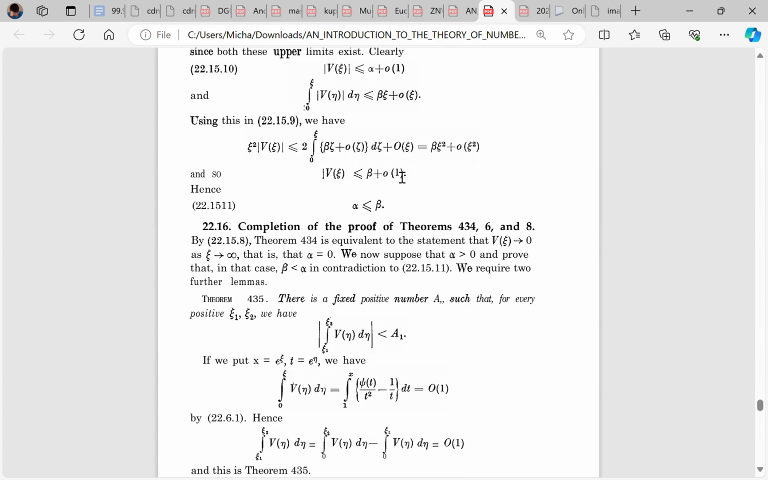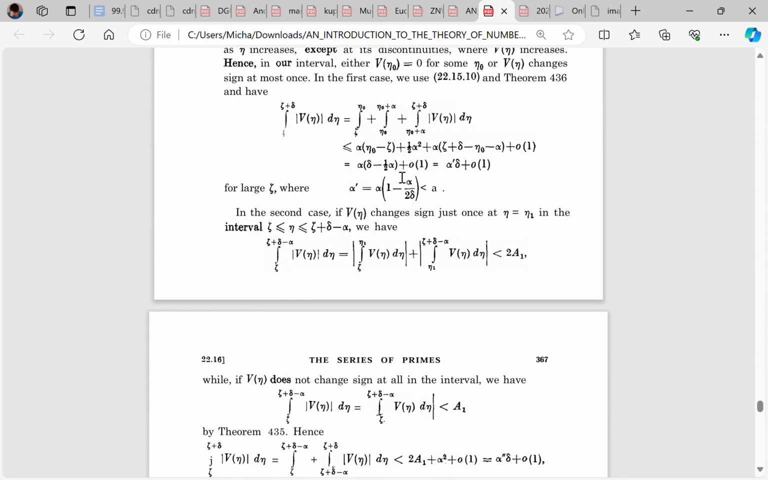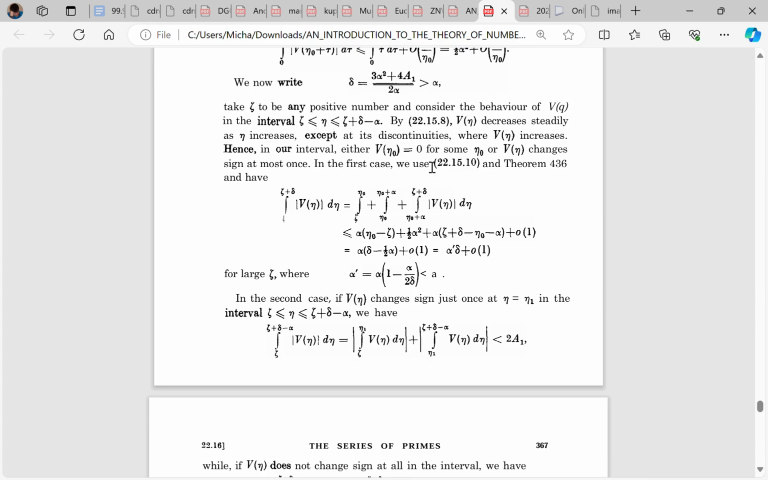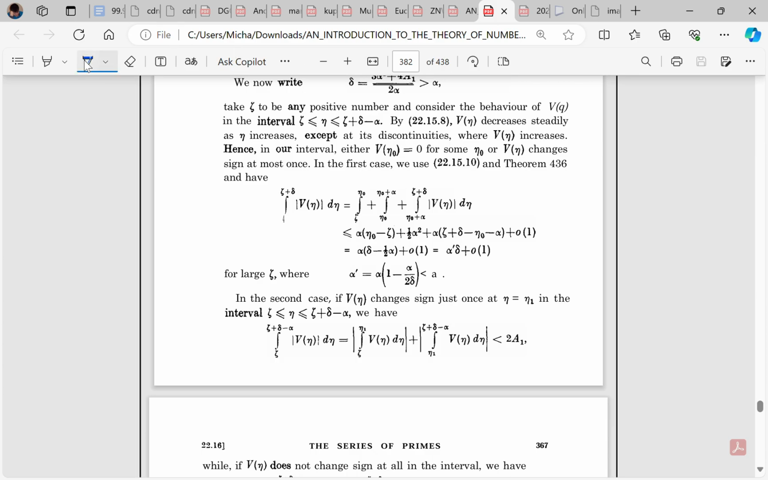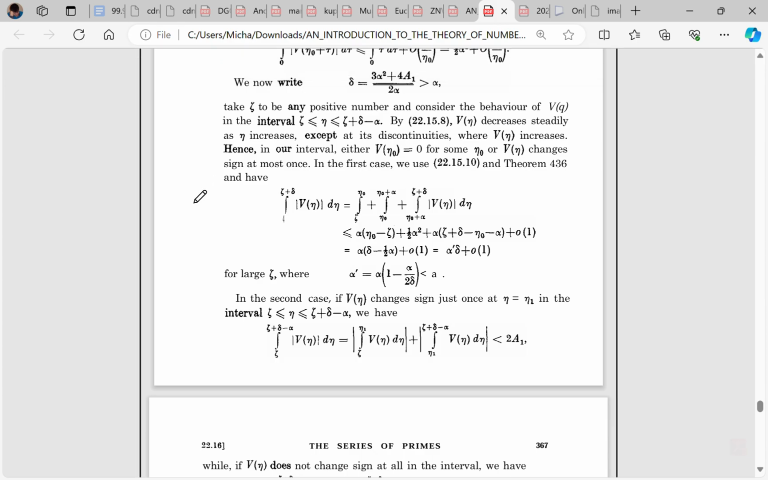Okay, so either something evaluates to 0, or the v changes sign at most once. Okay, what does that mean? So I guess I'm gonna draw on this. So it's like decreasing steadily, and then it jumps up. And then it decreases steadily, and then it jumps up.